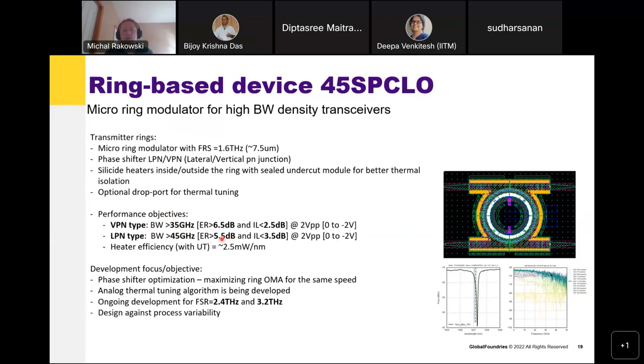And then in the development of the device, you always want to maximize the OMA of the modulator to make sure this value is the highest, because it has a direct impact on the receiver. And we're also looking at different types of application, 2.4 or 3.2 terahertz FSR, so pretty much shrinking these rings, so you can squeeze more channels in case of the WDM system.